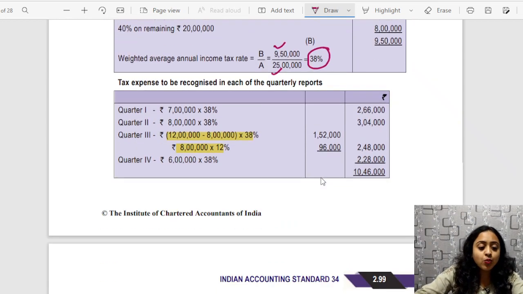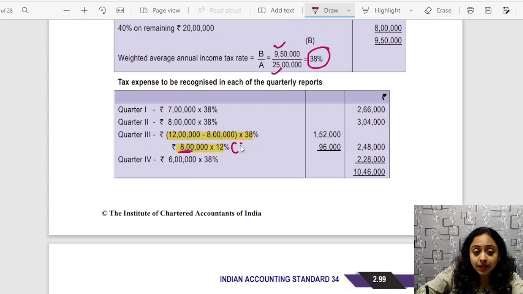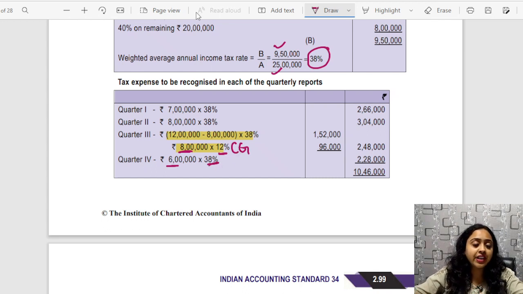Okay, so quarter 1 you have to charge 28%. Quarter 2, 38%. Now quarter 3, 12 lakh minus 8 lakh, that is 38%, and the remaining 8 lakh, that is capital gain, will be charged with 12%. And for quarter 4, 6 lakh into 38%. This 38% is the weighted average effective rate.